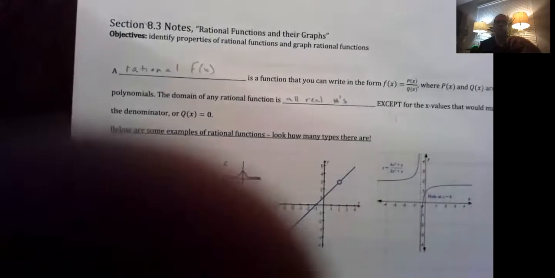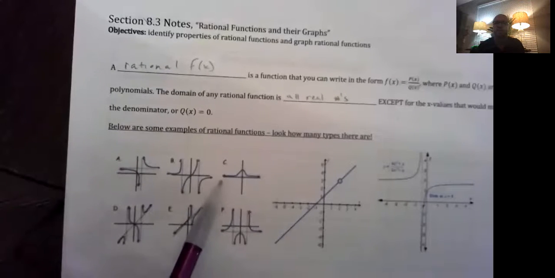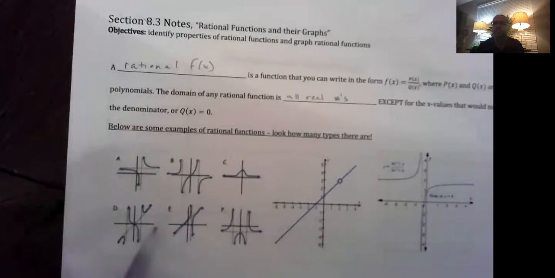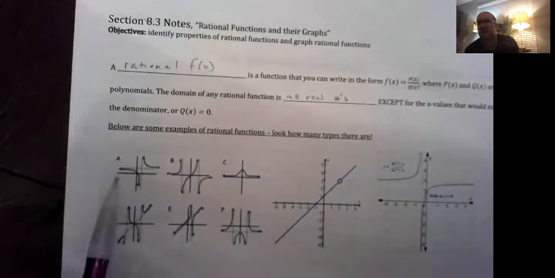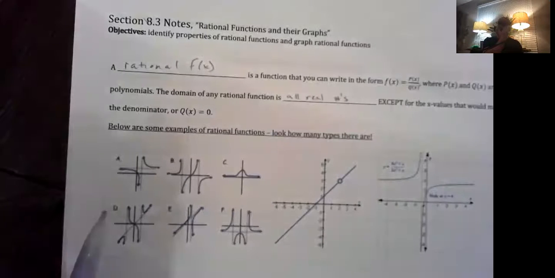When we take a look at this next one, C, notice it doesn't have any vertical asymptotes, so it doesn't look like x is being restricted at all. D and E, just as a point of reference, we will not be talking about these kinds of problems. Notice they have a diagonal asymptote. We are not going to be talking about those, but you will in future years.